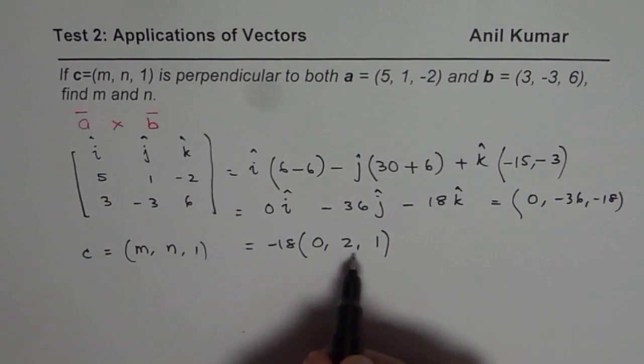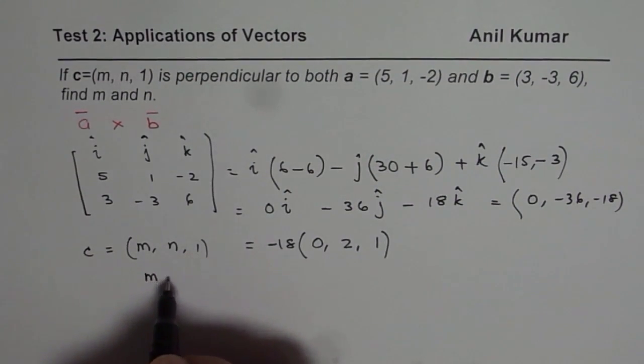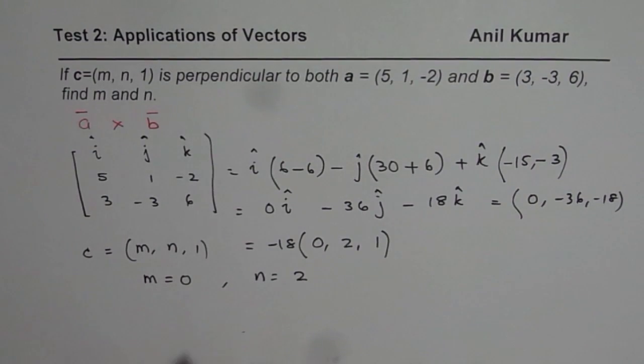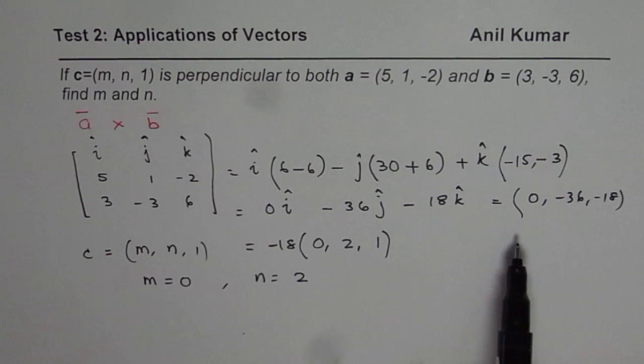Now you can compare the coefficients, correct? So that gives you m as equal to 0, n as equal to 2. So that is how you can find the solution of this particular question, right? Do the cross product the way you have learned, and then find the answer by the following steps. I hope that helps.